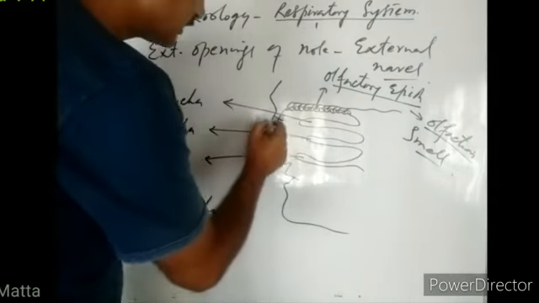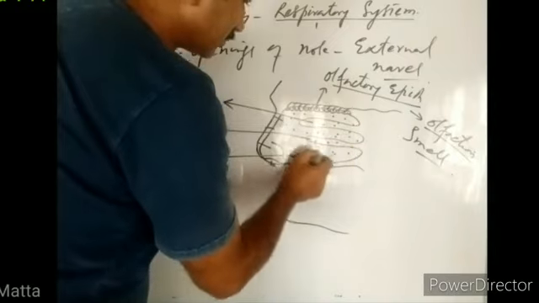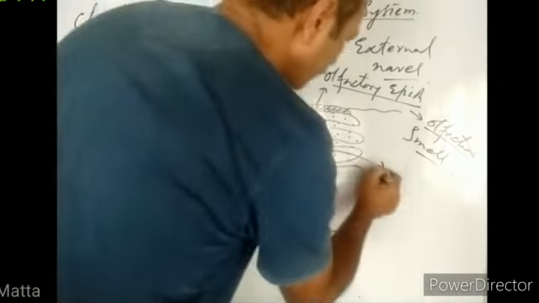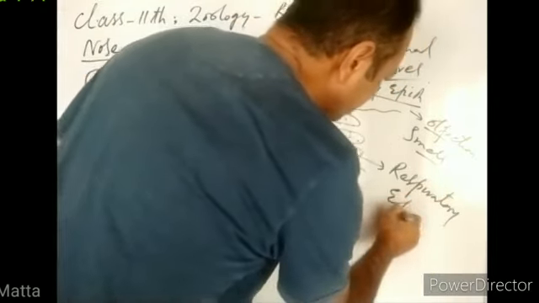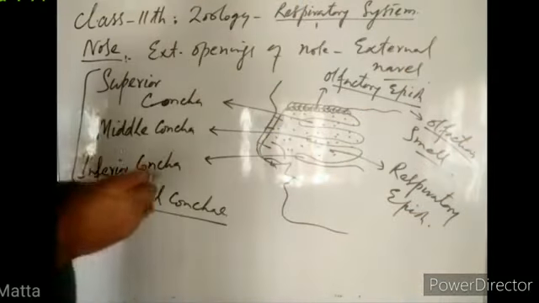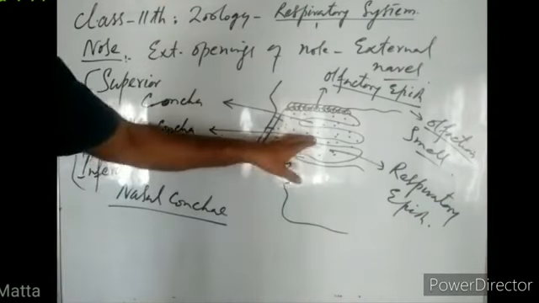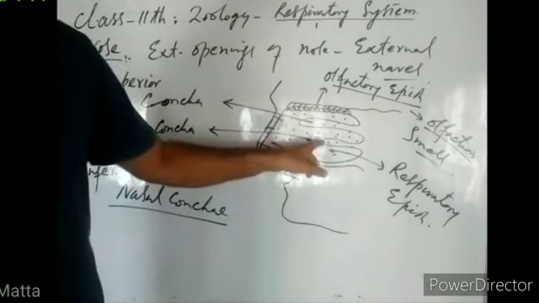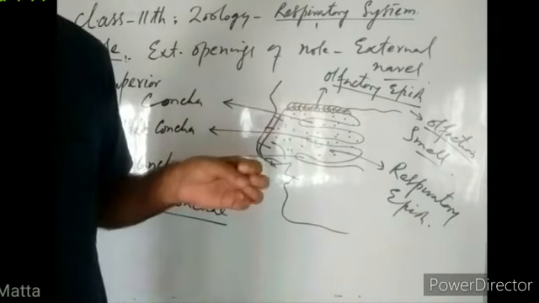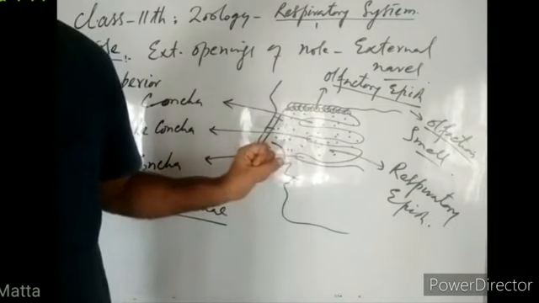The remaining part of the nasal chambers, except this olfactory epithelium, is lined by an epithelium known as respiratory epithelium. So on the roof of the nasal chambers there is olfactory epithelium, and the remaining part is covered by another type of epithelium known as respiratory epithelium. This respiratory epithelium is rich in blood capillaries and blood vessels, and its cells also produce mucus.